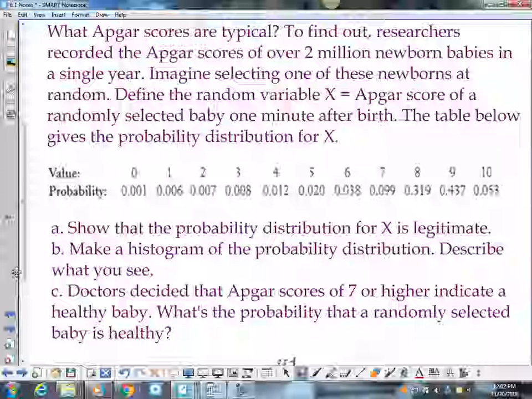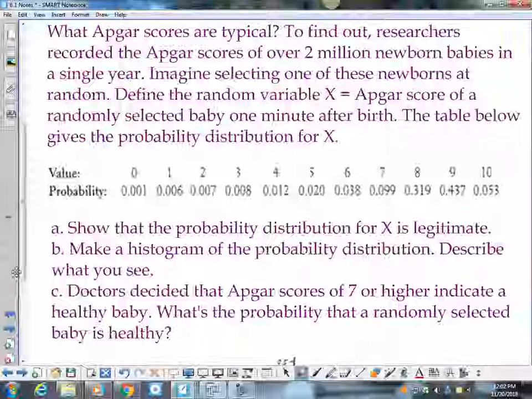Would you expect that most babies, like before you looked at that, would you expect that most babies would have a 10? I would. I totally would. But that's not the case. Where's the bulk? 8 and 9s. Yep. Show that the probability distribution for x is legit. Tell me why it's legit.